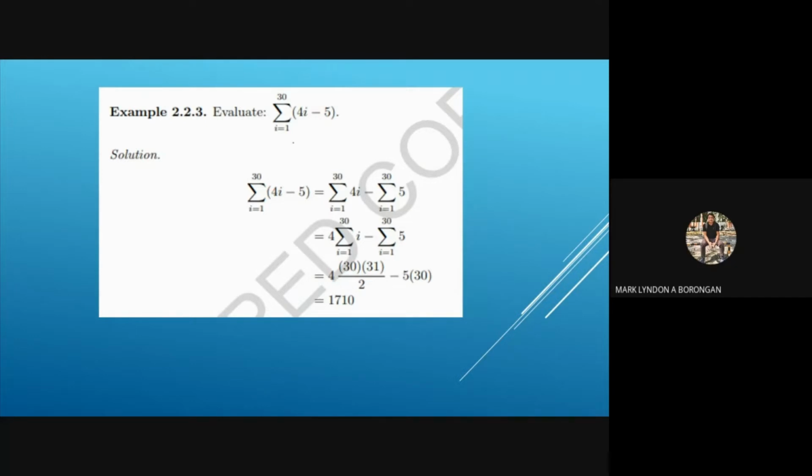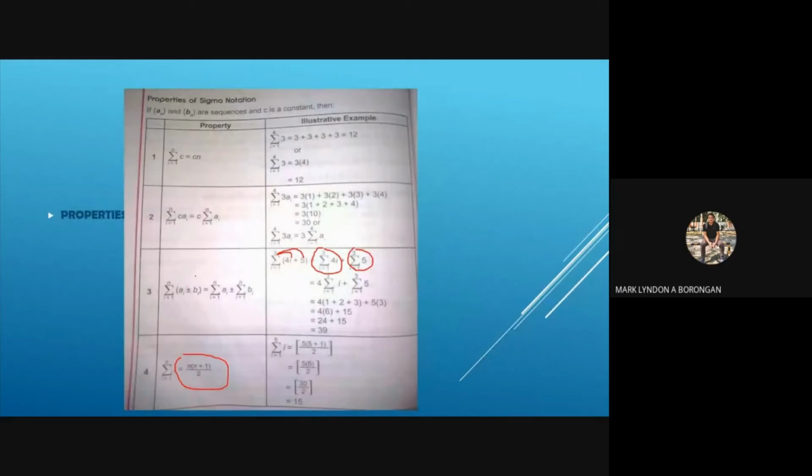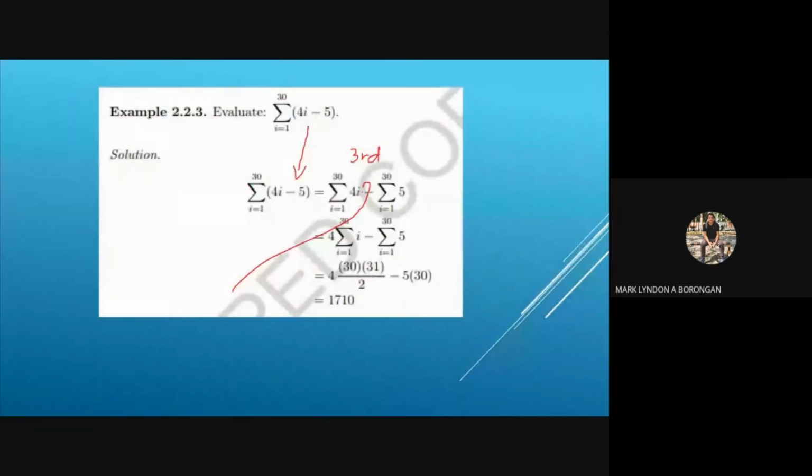First, we will use the third property. The third property is this: if it is separated by an addition or subtraction sign, we can separate it. So this is already separated using our third property.